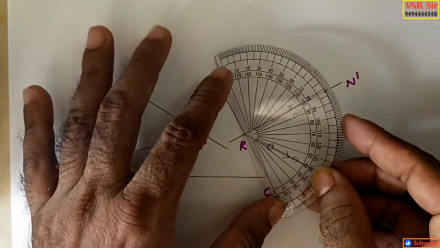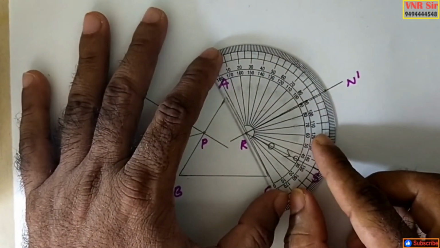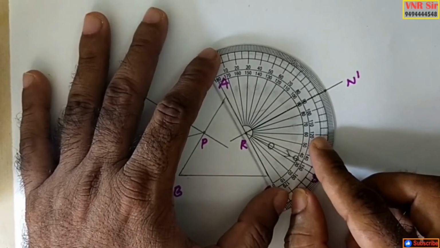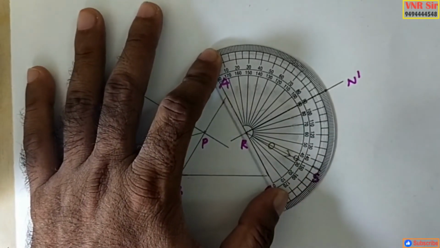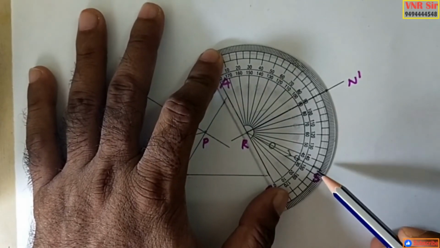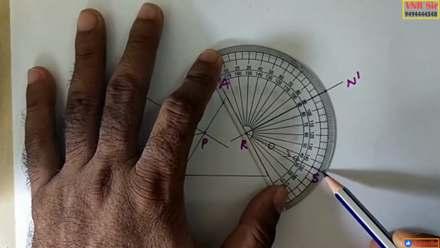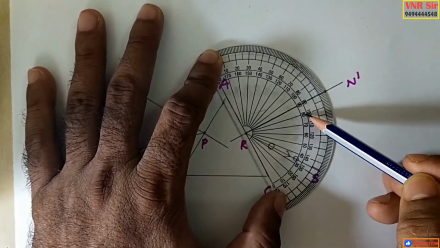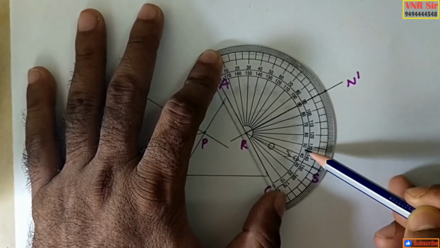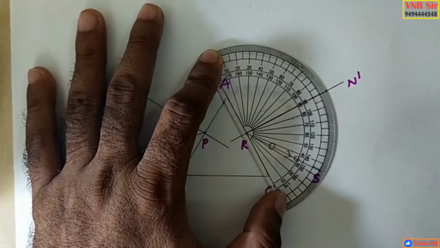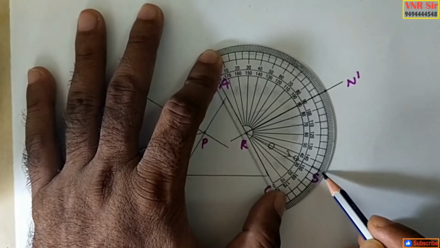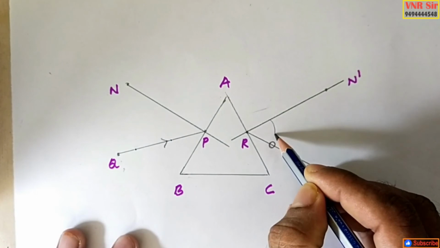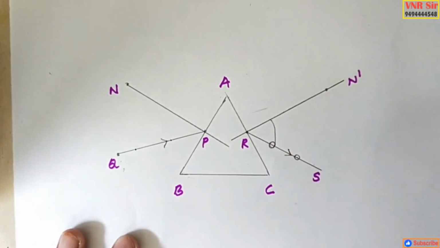That is N dash is the another normal. So let us check the angle of emergent. So observe carefully. From the normal you need to measure angles. So from the normal, not from the surface AC, from the normal let us measure. That is 10, 20, 30, 40, 50 and 55.1, right. So what is the angle of emergent? It is 55.1 degrees.